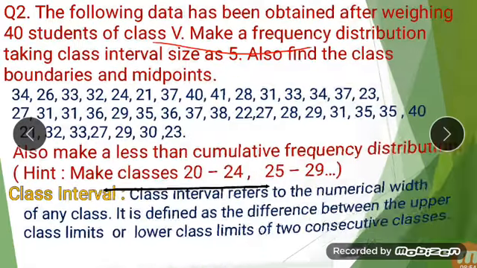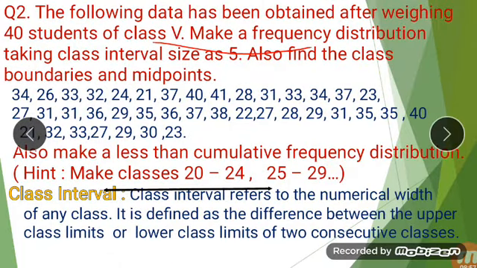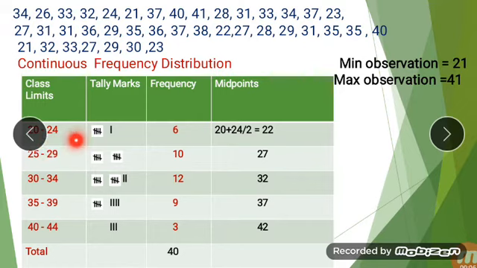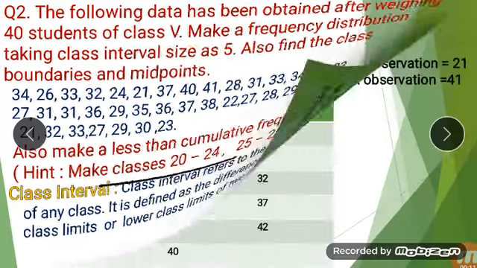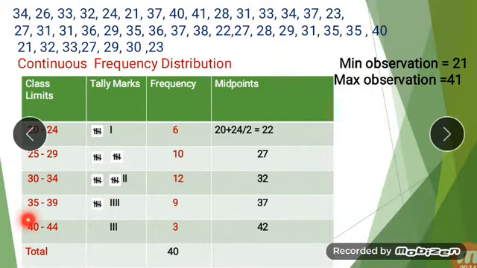As a hint is given here, we can start from 20 till 24 because it will be easy if we start from 20 rather than 21. So 20, then 24, then after 24 we have 25, then 29. Then after 29 we'll have 30, then 34, 35, 39, then 40, 44. Make sure that the class interval is the same. If we subtract 25 minus 20 we get 5, 29 minus 24 we get 5, 30 minus 25 we get 5, 34 minus 29 we get 5, and similarly for the other classes.